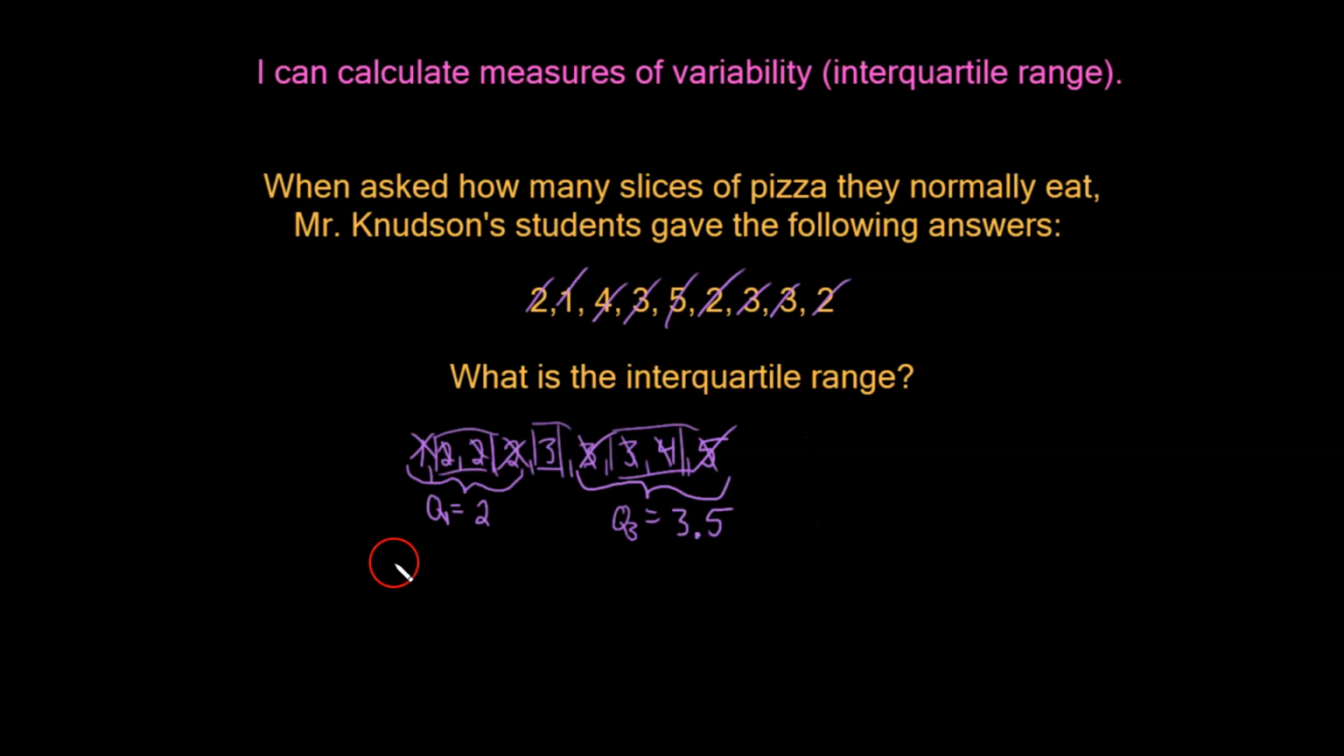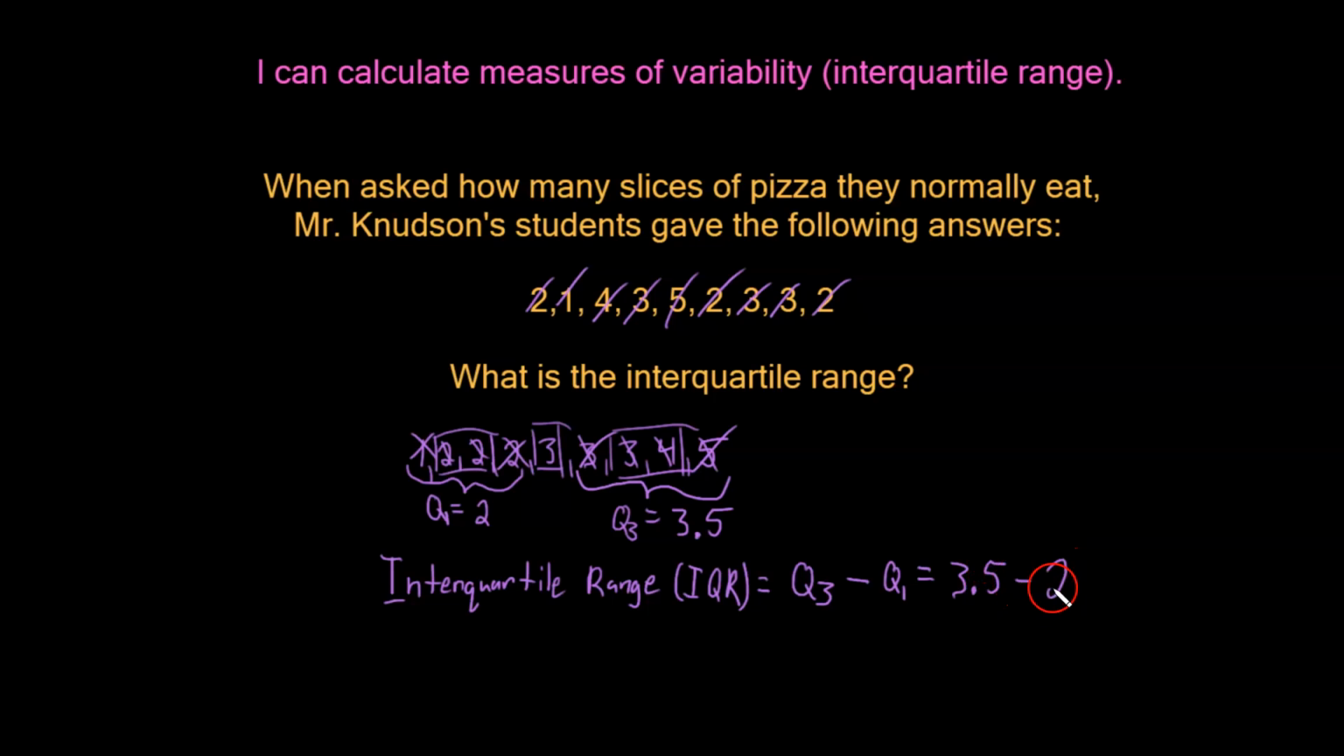Now our interquartile range, also known as our IQR, is equal to our upper quartile, Q3, minus our lower quartile, Q1. In this instance, that is 3.5 minus 2, which gives us 1.5. So our interquartile range, or IQR, is equal to 1.5.